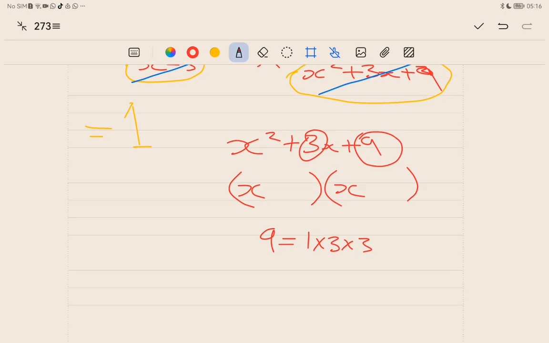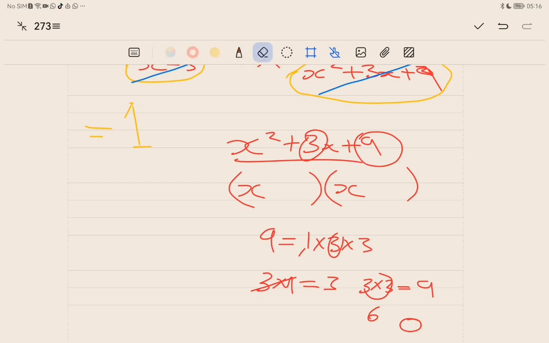Let's take 3 and 1. If we multiply 3 by 1, we get 3, so 3 and 1 does not apply. 3 and 3 give us 9, but when we add them, they give us 6, and when we subtract them, they give us 0. So hence, we cannot factorize this expression. So that's what you need to look at.